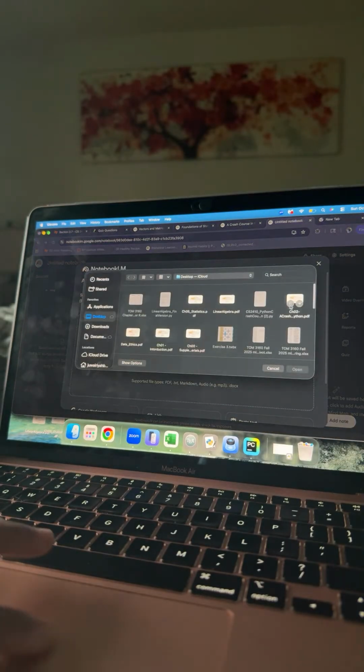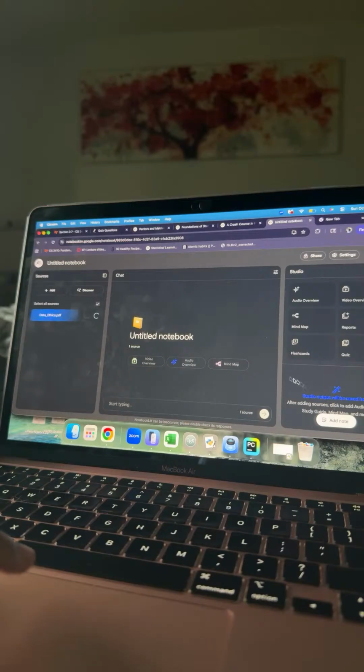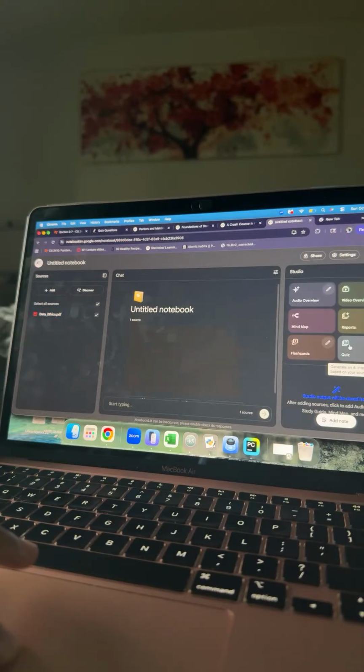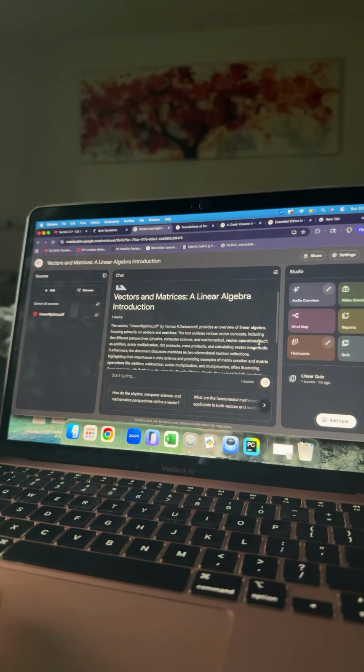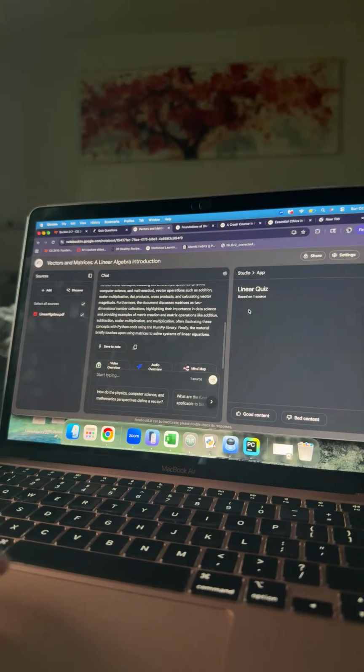So we did this. Data ethics. I'm just going to do the same for all these questions. All right. Hopefully the quiz here is done. All right, linear algebra quiz. Let's do this now.